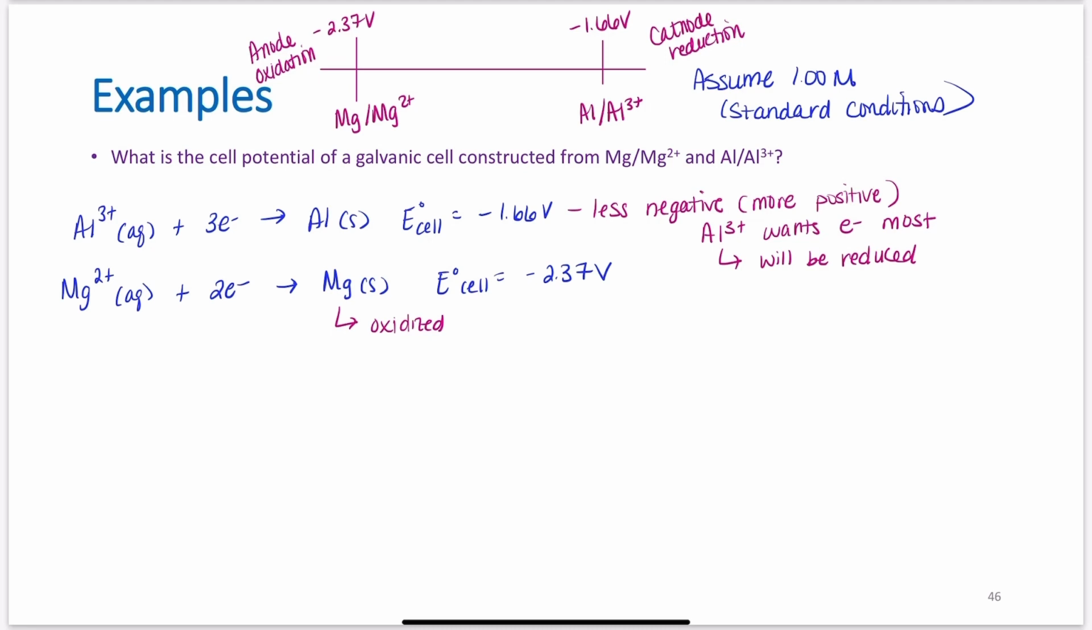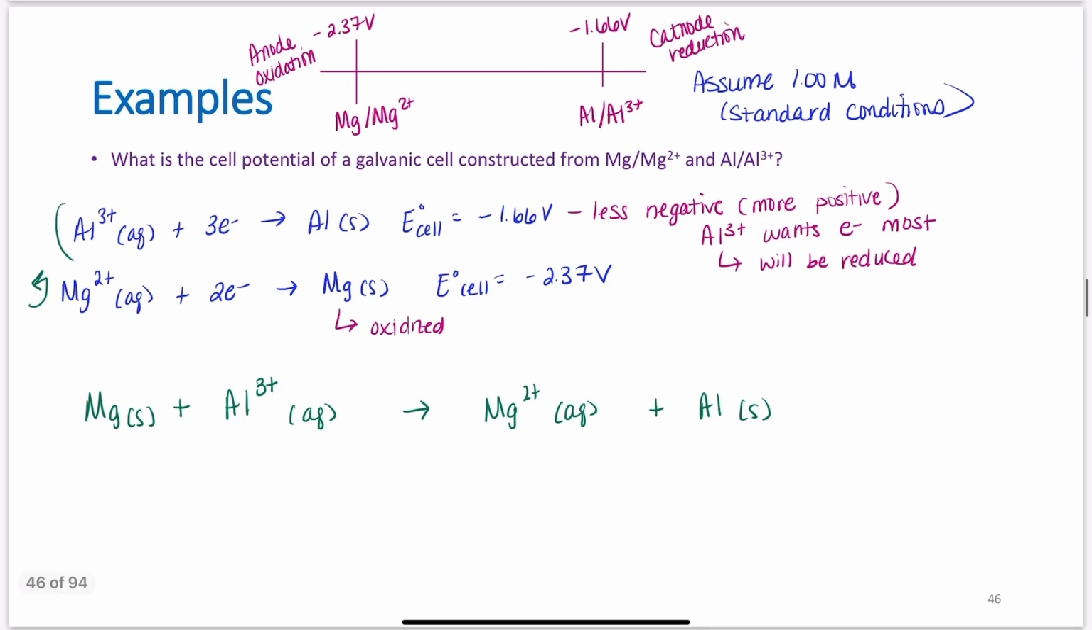Then I'm just going to write out the balanced reaction. So I know that the aluminum is going to gain those electrons. So the aluminum is written correctly. The magnesium's reaction is going to be flipped around. So I'm going to have magnesium solid reacting with aluminum 3+, aqueous, to give me magnesium 2+, aqueous, plus aluminum solid. But I have to pay attention to electrons here. 3 and 2 do not balance. This whole system is going to have to be multiplied by 2. This is going to have to be multiplied by 3.